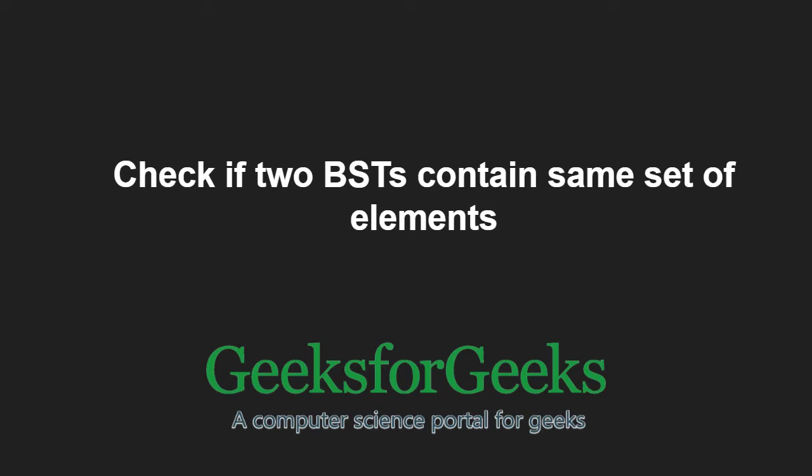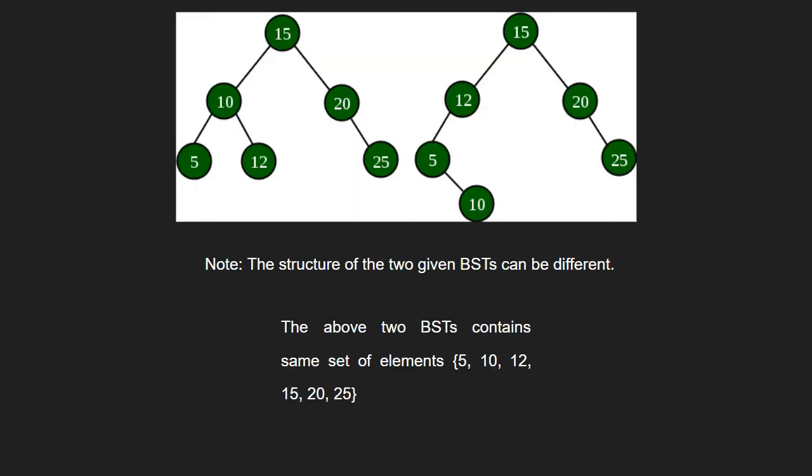In this video, we are going to understand the program which checks if two BSTs contain the same set of elements. First, let us take an example. The above two binary search trees contain the same set of elements which are 5, 10, 12, 15, 20 and 25. Now, let us see the algorithm.